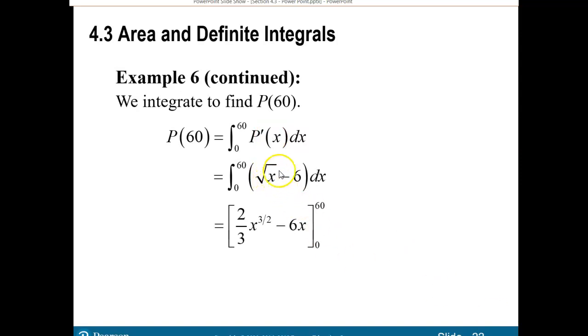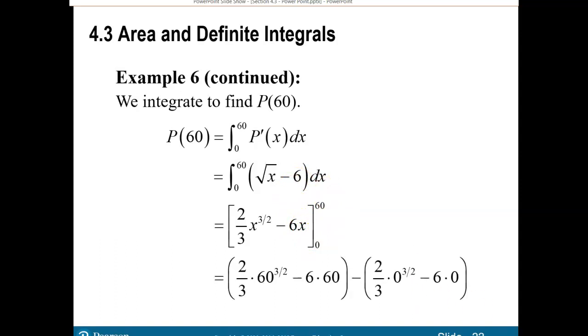Remember, this is x to the 1/2. So by our power rule, we add 1 to a half, giving us 3/2. Dividing by 3/2 is multiplying by 2/3. Minus the antiderivative of 6, which is 6x. Limits are 0 and 60. So we plug 60 in for all the x's here and it gives me this. Minus, then I plug in 0. This is all just 0, so your calculator should give you a value here of negative 50.1613.